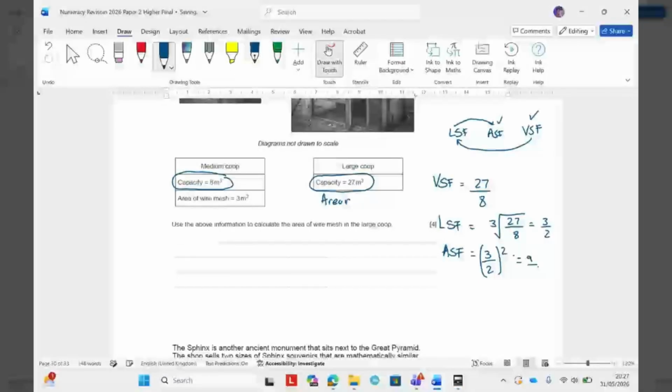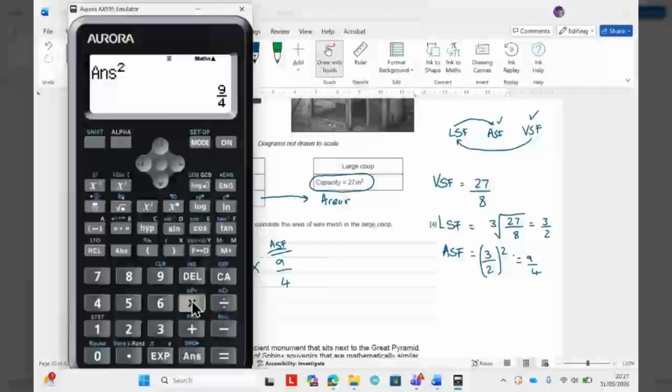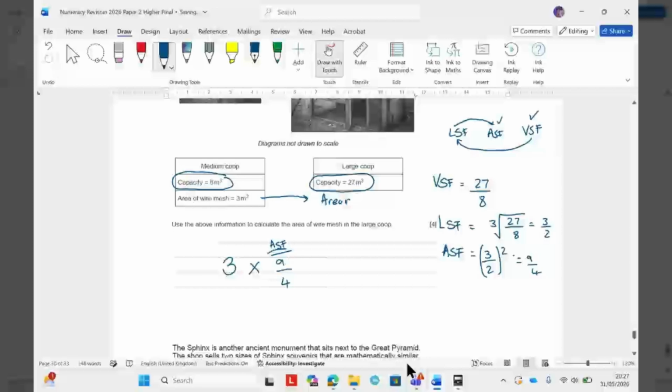Fabulous. So the smaller one is an area of 3. Because I'm going to make it bigger, I'm timesing by my scale factor, but my area scale factor is 9 over 4. Okay, actually it works out. So times 3. And you can leave it like that, but if you want to do that, it's 6.75 at that point, just to give you final answer, 6.75 meters squared.